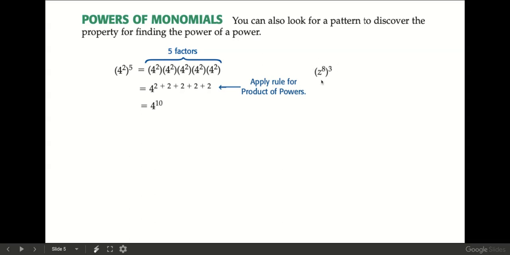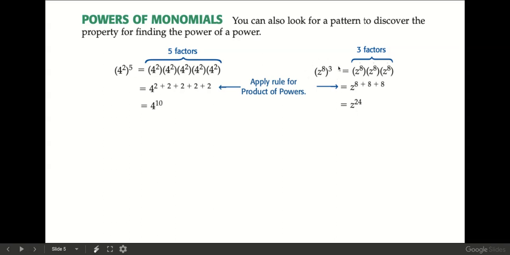So let's look at another problem. If I have z to the 8th to the 3rd power, again, that just means I'm going to have 3 factors of z to the 8th. And again, I can use my product of powers rule because they all have the same base. So I can go ahead and add up their exponents, right? 8 plus 8 plus 8, which I know is 24. So I end up with z to the 24th.